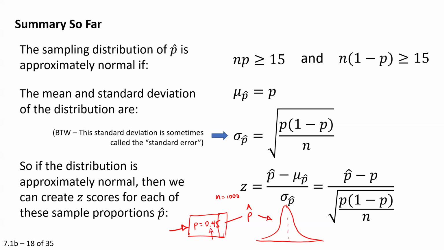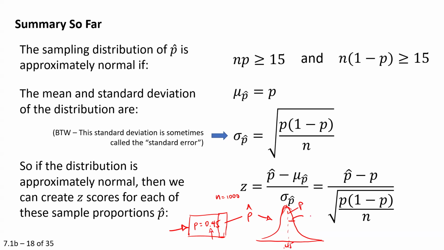If for everybody in the state of Colorado, 45% of them voted for Trump, then as I take sample after sample after sample and get proportions from each of those samples, what do you think the center of this distribution is going to be? Yeah, 0.45. So it's centered around P, isn't it?